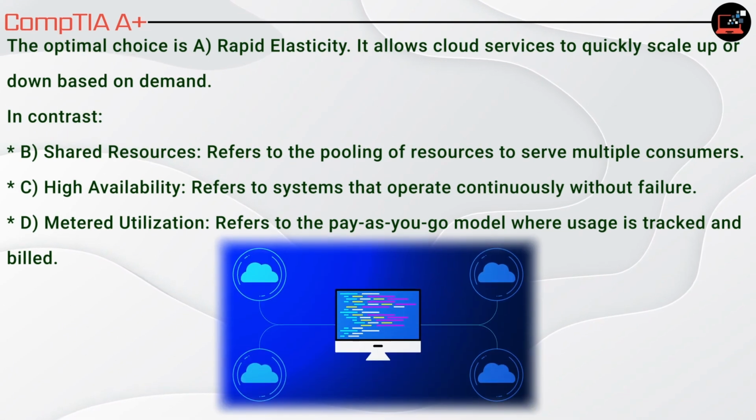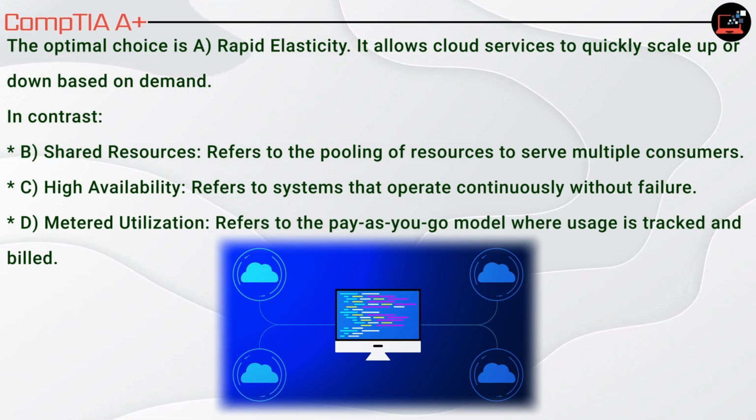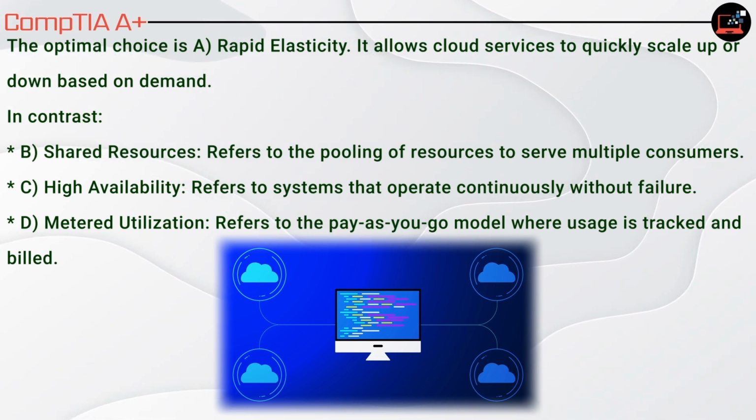The best choice is A. Rapid elasticity. It allows cloud services to quickly scale up or down based on demand. In contrast, B. Shared resources refers to the pooling of resources to serve multiple consumers. C. High availability refers to systems that operate continuously without failure. D. Metered utilization refers to the pay-as-you-go model where usage is tracked and billed.